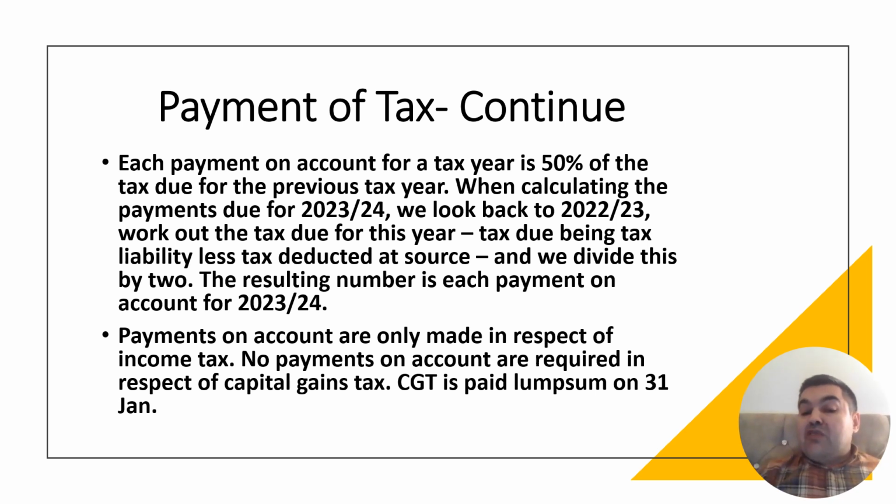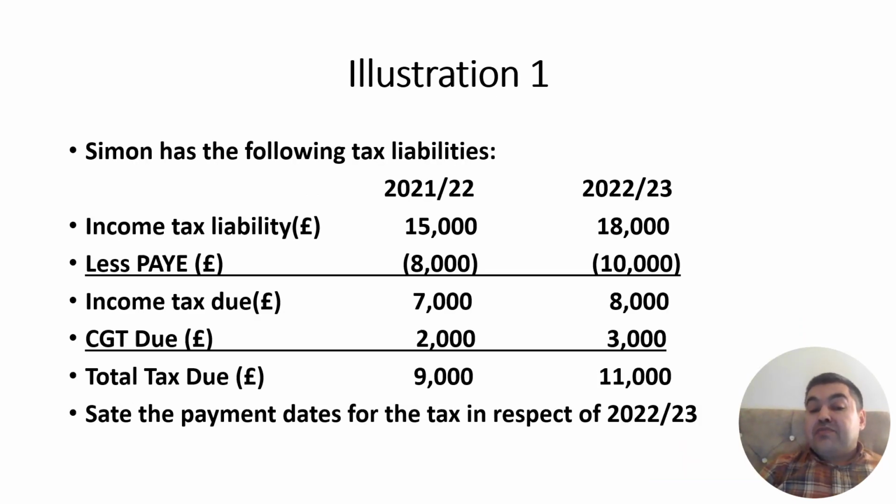The payments on account are made in respect of income tax. No payments on account are required in respect of capital gains tax. So CGT is paid as a lump sum on 31st of January. Here's an example. Simon, an individual, has an income tax liability. He filed his tax return.